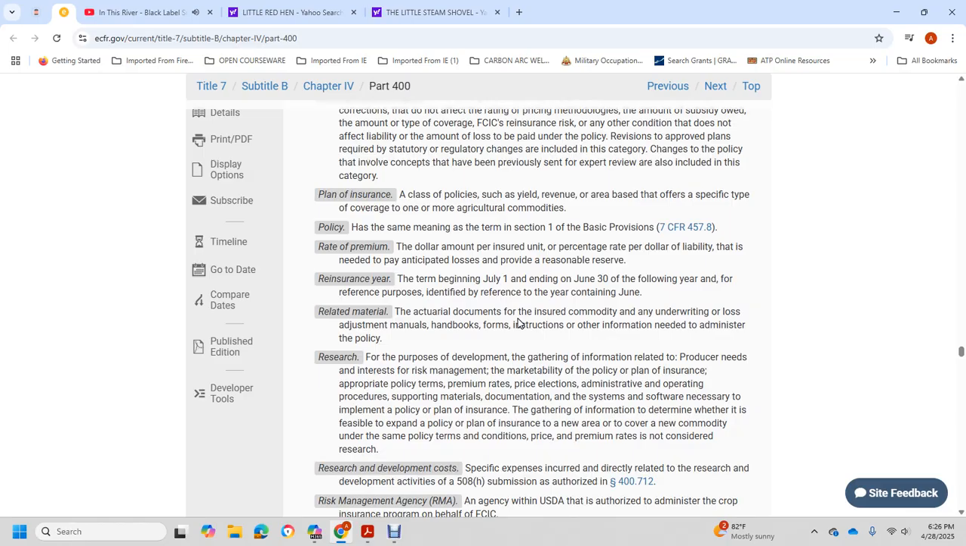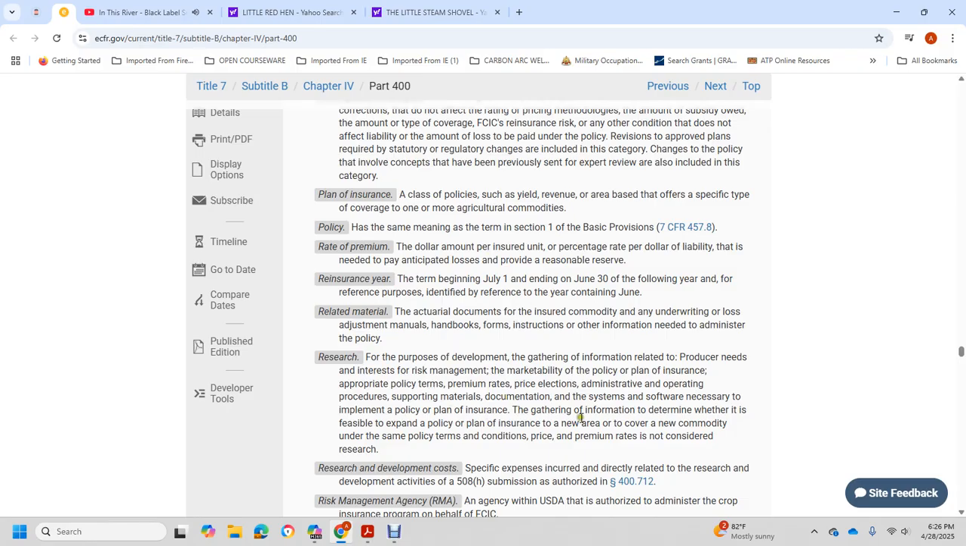Research and development: the purpose of development and gathering of information related to the procedure for the insurance, the task for risk management, the marketability of the policy or plan of insurance, the property policy term, premium and rate, various elections, and administrative operation and implementation, and determining whether the agency should expand the impact of the policy or plan of insurance to a new area or cover a new commodity under the same policy.